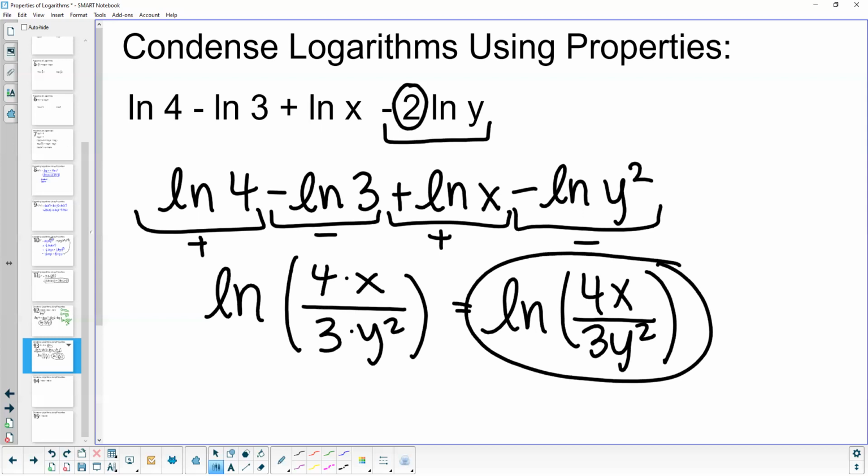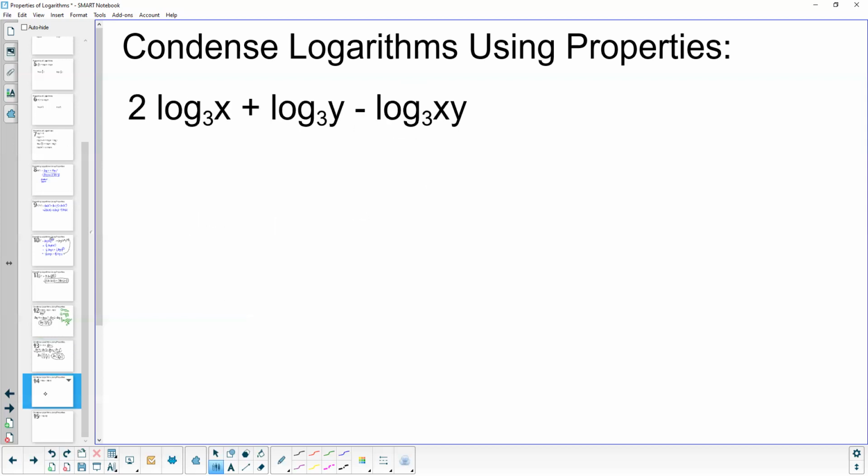Okay, we're going to take a look at two more examples. These ones have been pretty basic here. Looking at this next one, again, just like we did before, we want to check, do we have the same base? And in this case, they're all a base of 3, so that works. So that's step 1 of the base check. We are good to go here.